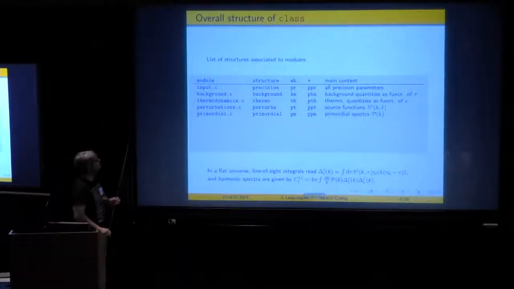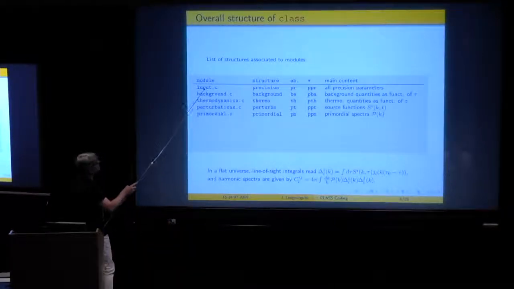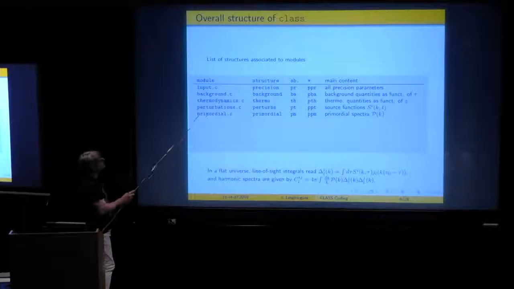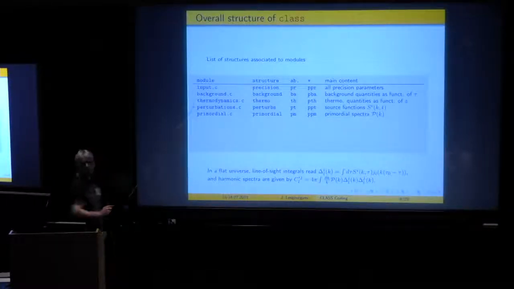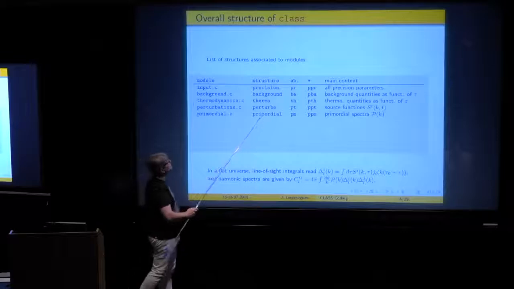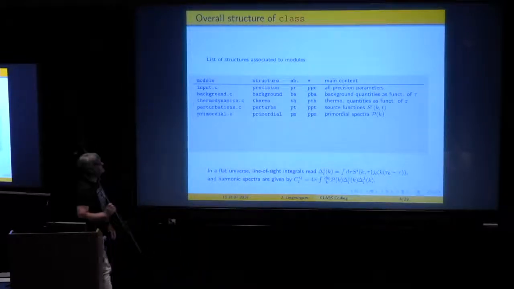Next, there is a module which is called primordial. So far, there was a unique order. You cannot do the perturbations if you have not done the thermodynamics, you cannot do the thermodynamics if you have not done the background. The primordial module could be moved around because so far it's like doing everything from scratch. Primordial.c has a structure primordial abbreviated PM with a pointer ppm, and its goal is to write the primordial spectra.